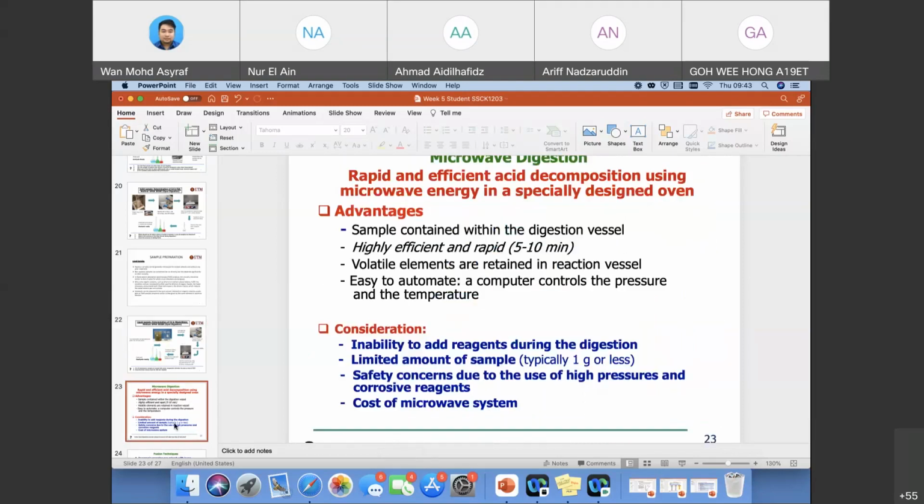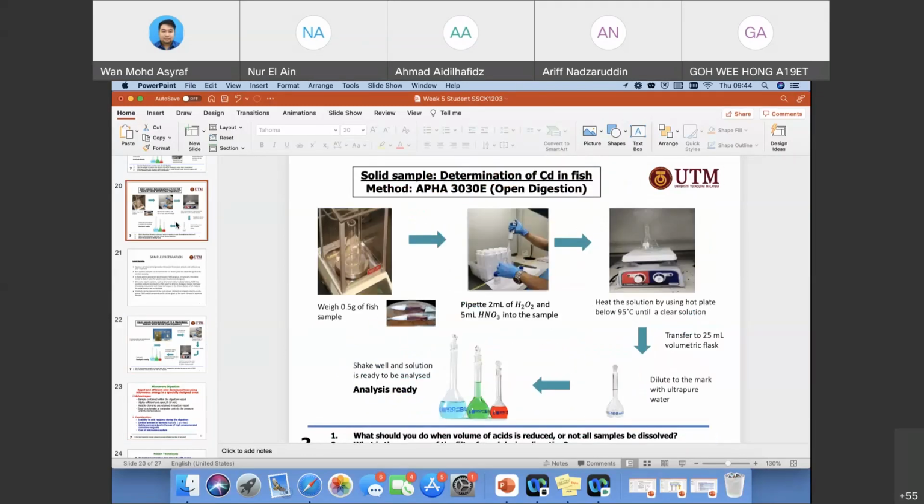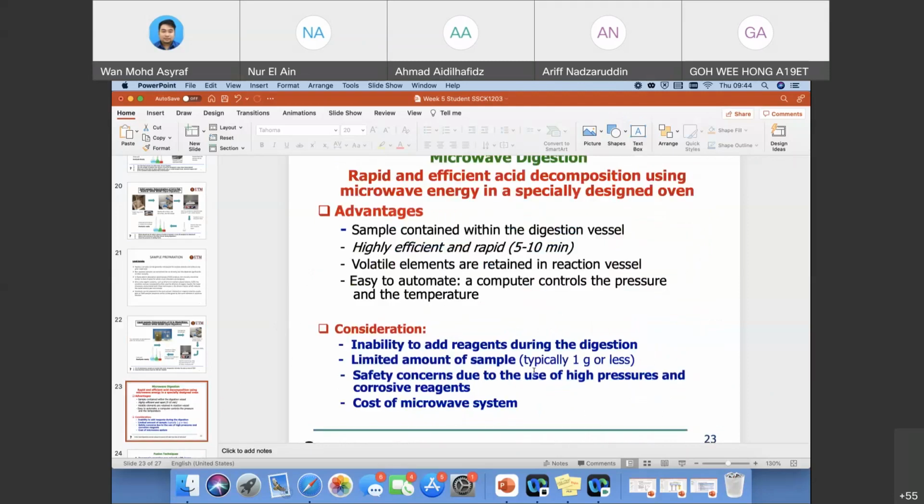All right. Consideration number 2 is that it is for a limited amount of sample, typically 1 gram or less. So if you want to use a much higher amount of sample, for example fish samples of 5 grams, then you cannot use a microwave digester, because it's typically 1 gram or less, right?